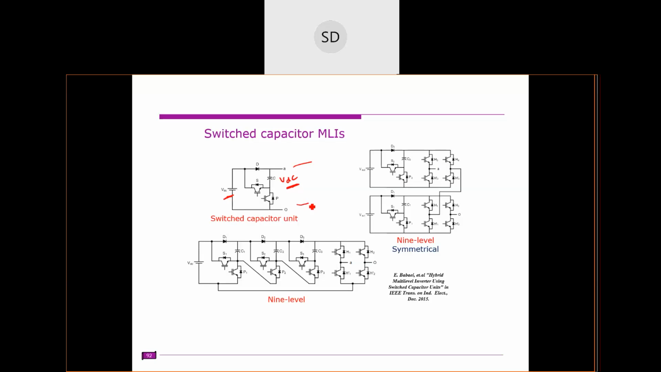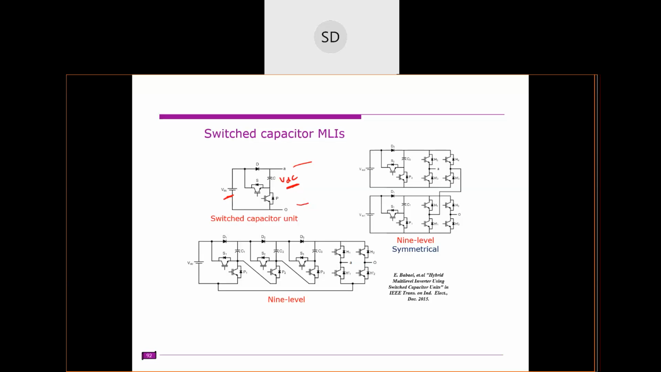That means you are supposed to get 2 or 3 levels. If it is allowing 0 level, you will get 3 levels. Otherwise, you will get VDC level, 2 VDC level. Right. So how to get 2 VDC across A and 0?